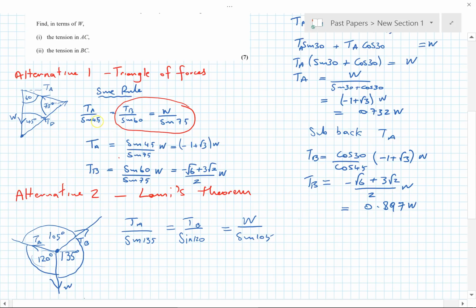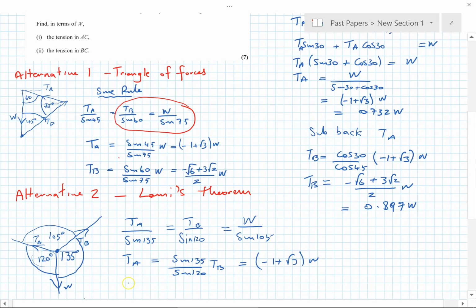As I say, sine 45 is the same as sine 135, because 45 plus 135 equal 180, and sine 60 is the same as sine 120, because these add to 180, and so on. So you can see it amounts to the same thing. So we would get, in a similar way as we did before, TA is equal to sine 135 over sine 120 times W, which is equal to minus 1 plus the square root of 3 W.